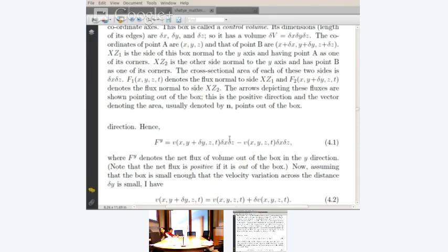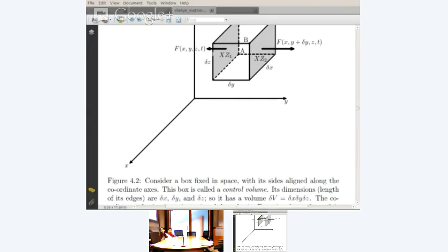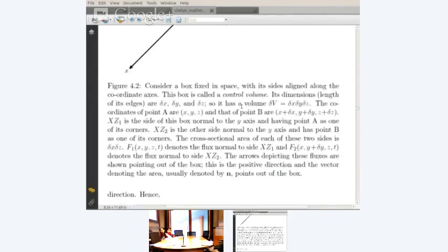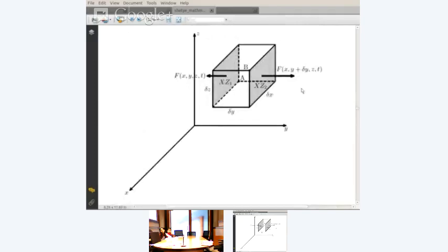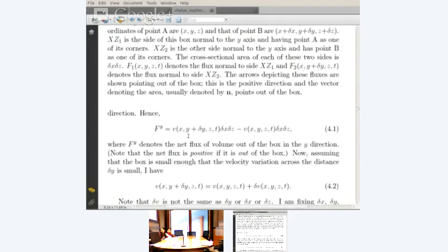That is across space xz2, minus V at x, y, z, t into delta x into delta z. Basically, I'm adding the two fluxes. All I'm doing is ensuring I have the right sign for the velocity component. Since my outward normal and the positive V point in opposite directions at xz1, I get a negative sign for that face. Since the outward normal and the positive sign of V are in the same direction for xz2, I get a positive sign. That's it. So this is the net flux of volume out of the box in the y direction. Note that the net flux is positive if it is out of the box. This is in keeping with a sign convention that it is the outward normal that is positive.